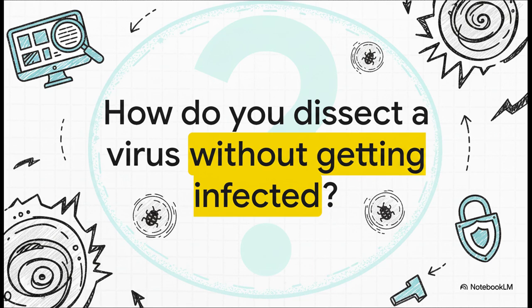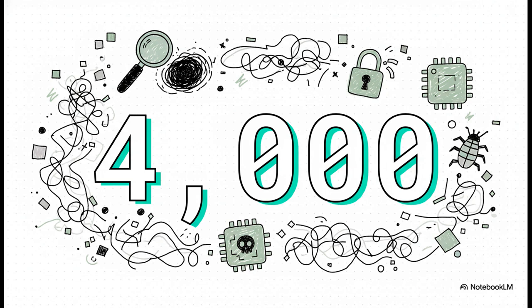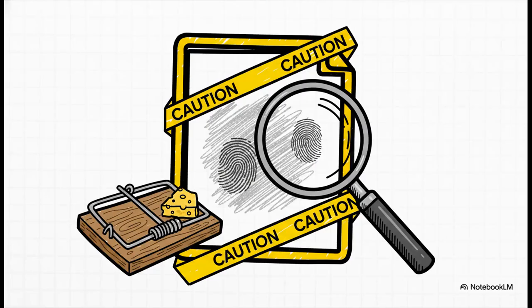It's a really high-stakes job. The goal is to analyze threats without letting them run wild. Okay, let's dive in. Our case starts with 4,000 lines of messy, suspicious code. This is kind of like a detective dusting for fingerprints. You don't want to disturb the scene.